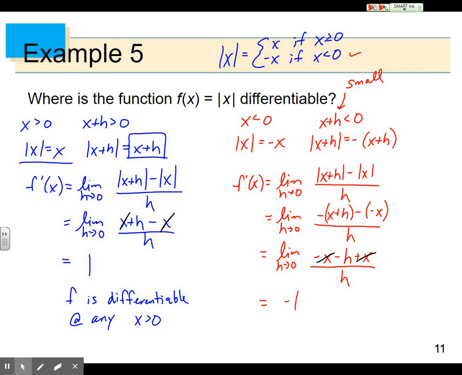And so what this shows is that f is differentiable at any x less than 0 as well.